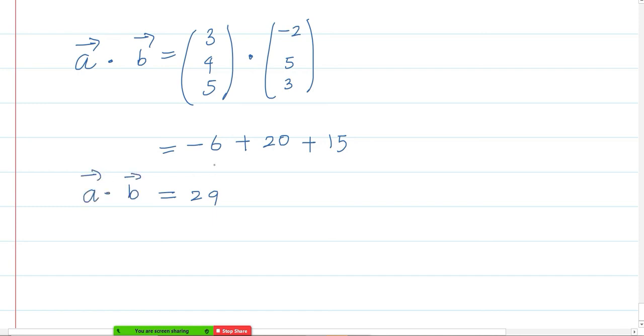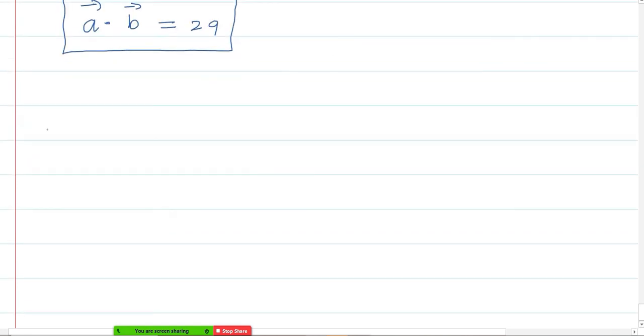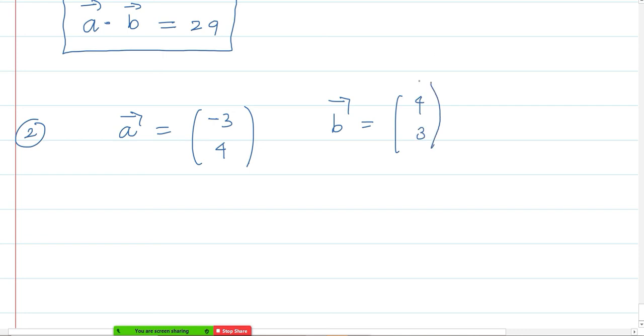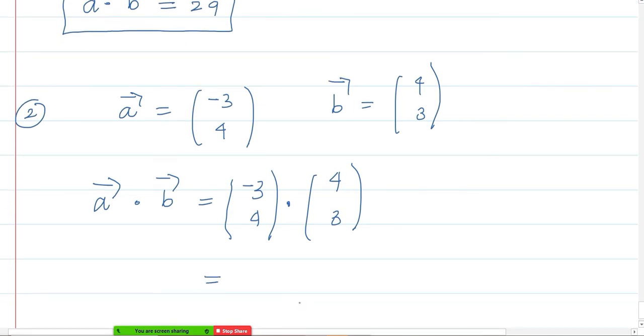The same strategy we can use for two-dimensional vectors also. Consider A vector is -3 and 4 and B vector is 4 and 3. It is the same as the example which I took earlier. When you do dot product of two vectors, see here, -3 and 4 dot 4 and 3, you will get -12 plus 12. The answer is 0.